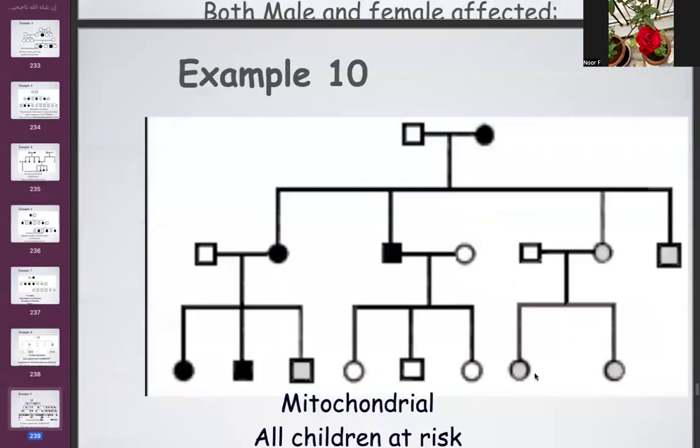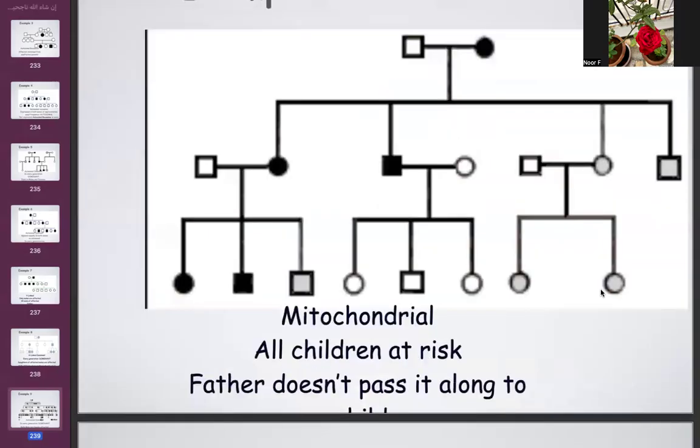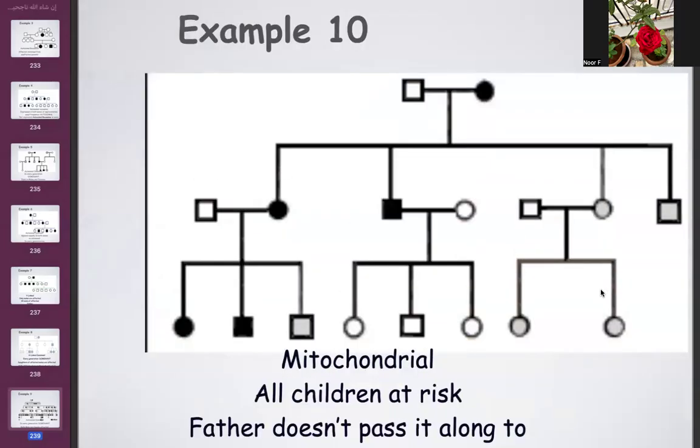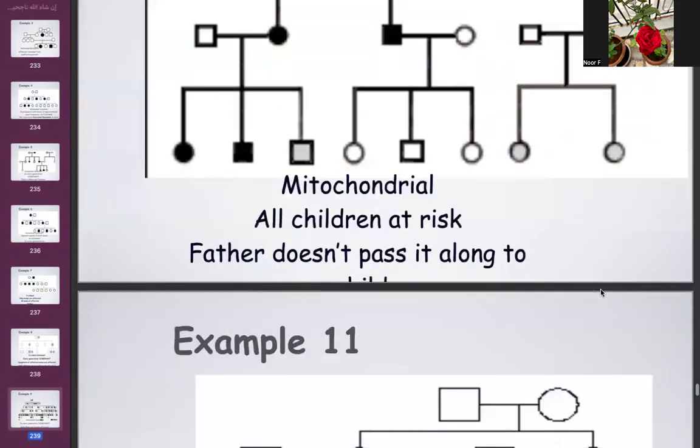Now again, mitochondrial, because the female is affected here. The disease is passed to the affected female and the affected male. And then this is a carrier, affected female. And this is mitochondrial. All children are at risk. The father does not pass it along to offspring.